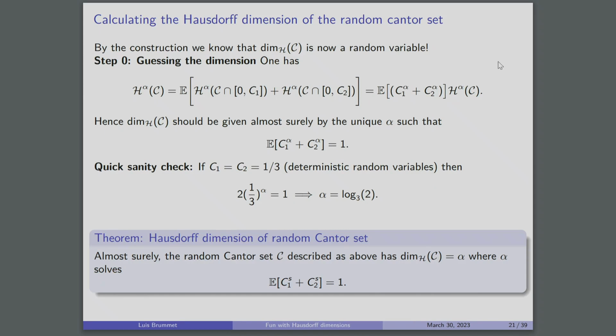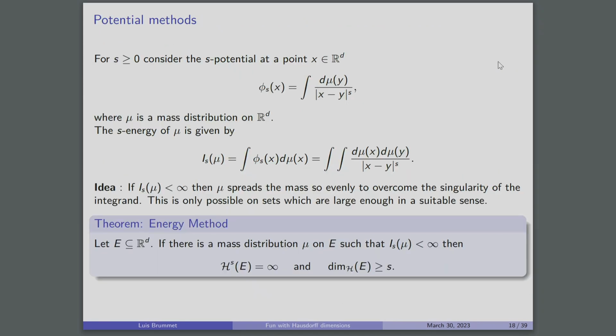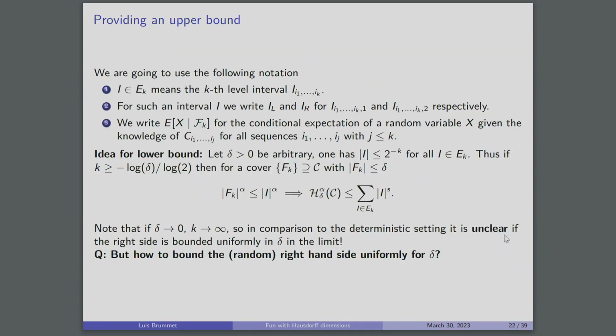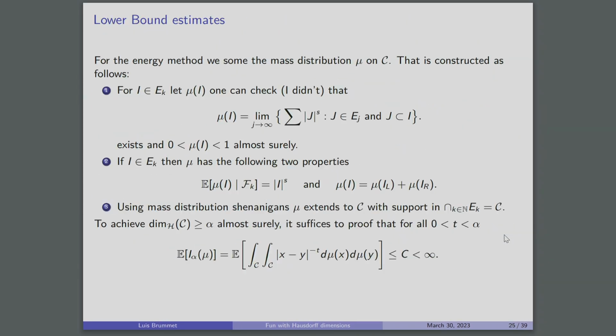So let's go back. What do we have to do? Basically what we have to do now is bound our s-energy given this mass distribution that Falconer constructs, and show that almost surely this is going to be finite. Okay, so what do we do?